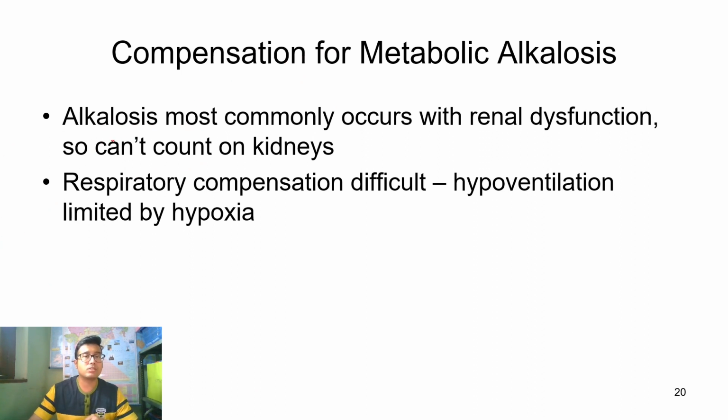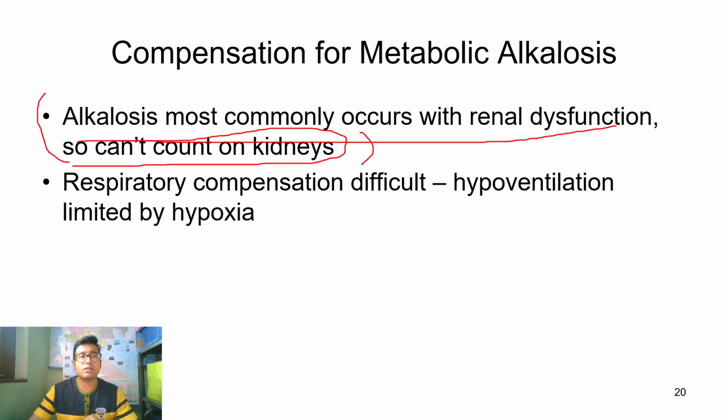Yes, alkalosis is mostly common with renal dysfunction, so can't count on kidneys. It means what? A metabolic disorder cannot be compensated by a metabolic pathway. So kidneys will not help. Who will help? Lung, by hypoventilation. In hypoventilation, what will happen? CO2 level will rise. CO2 level rise means excess acid, and that can compensate the alkalosis situation.